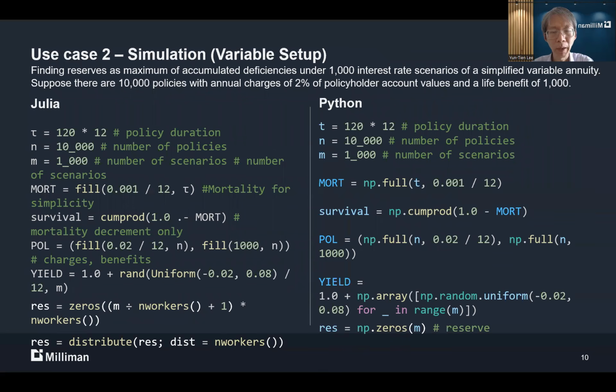In the second case, it's about simulation, where the first step is to set up some variables. In this particular case, we want to find the reserves based on the accumulated efficiencies of 1,000 interest rate scenarios. Most likely, this will be something like variable annuities or interest rate sensitive products. And so there are regulatory requirements that we have to simulate accumulated efficiency as reserves under different scenarios.